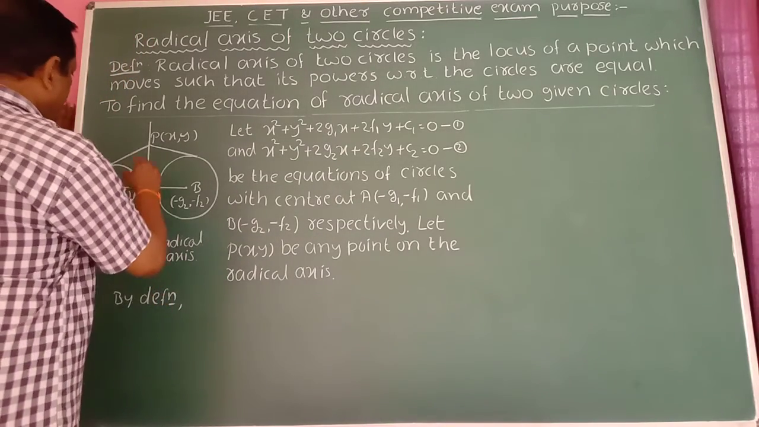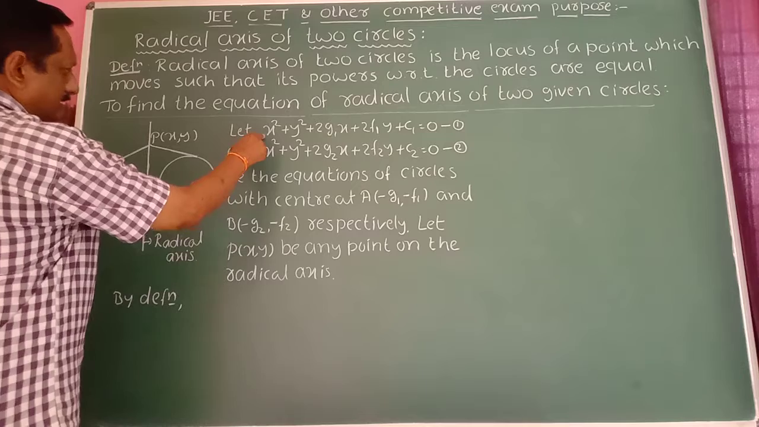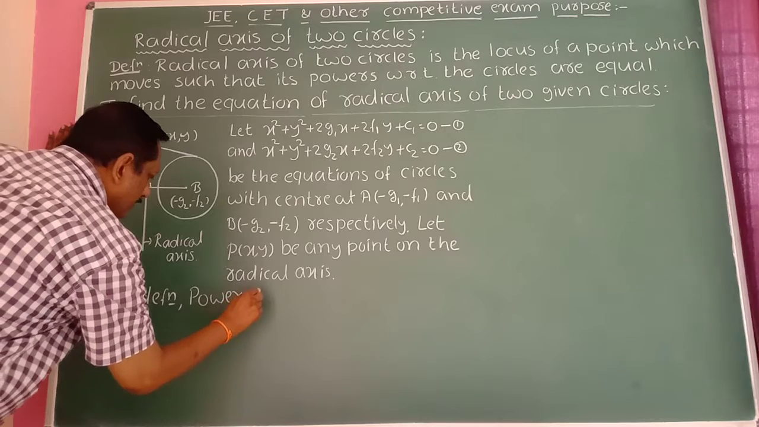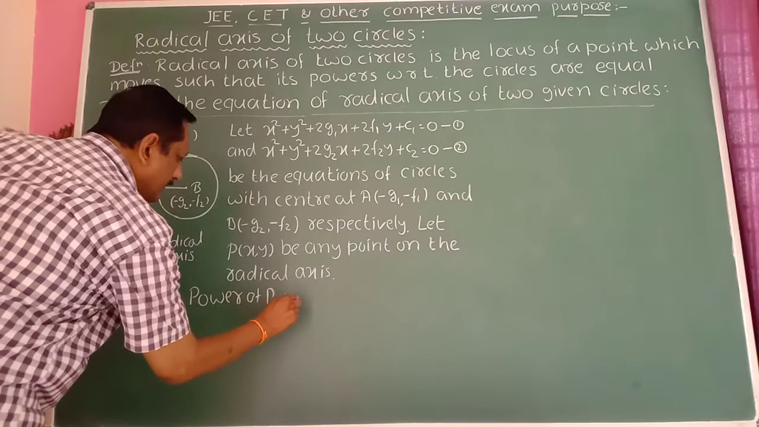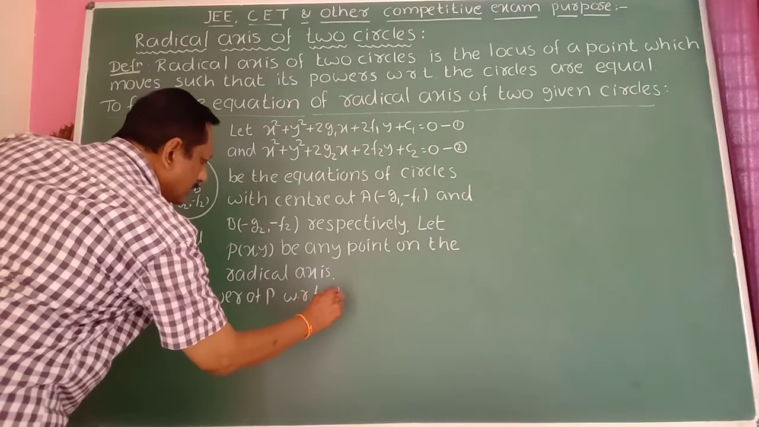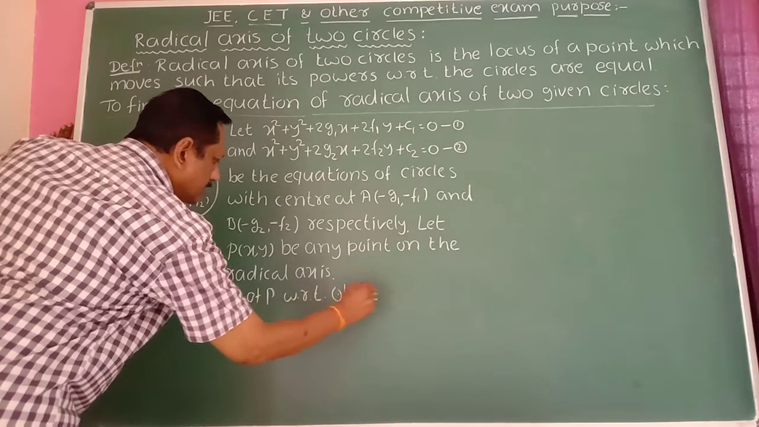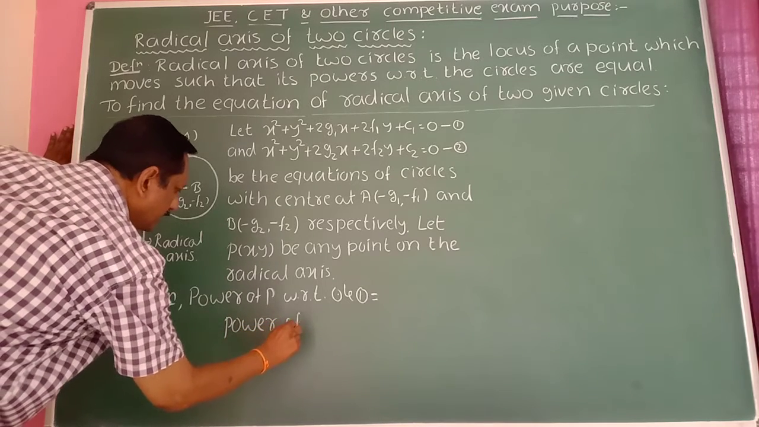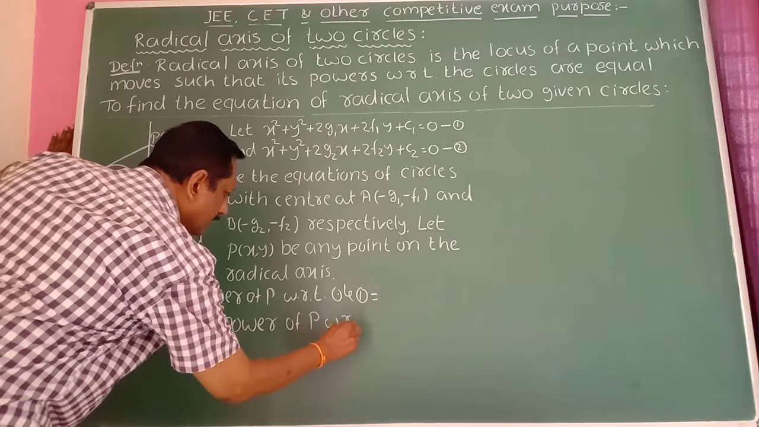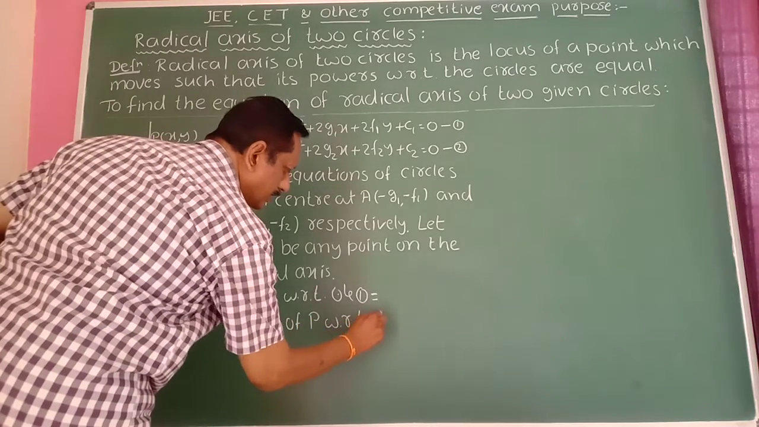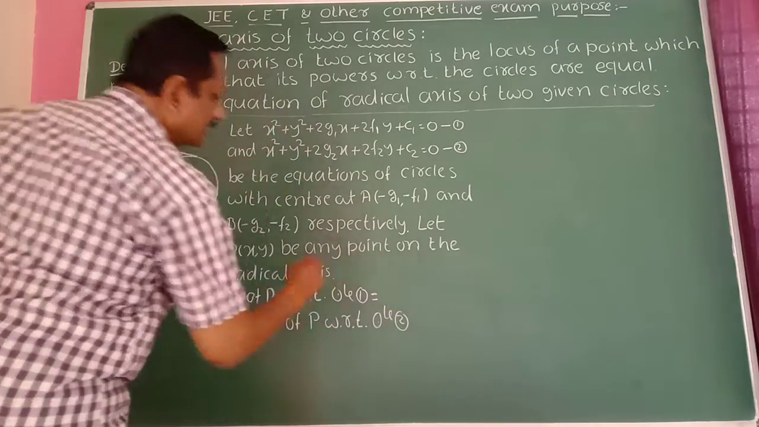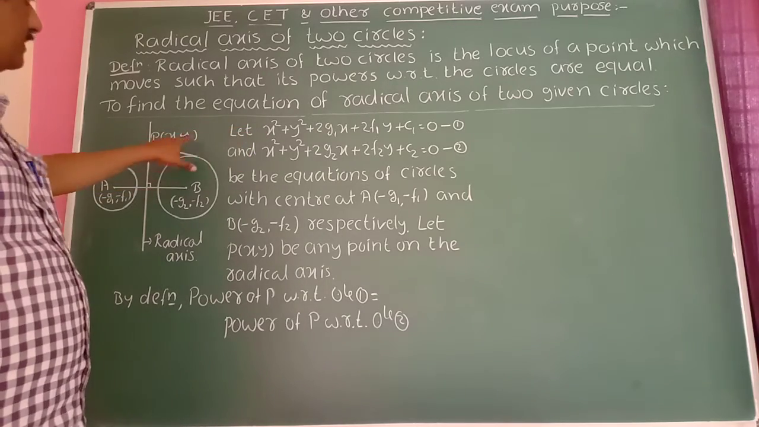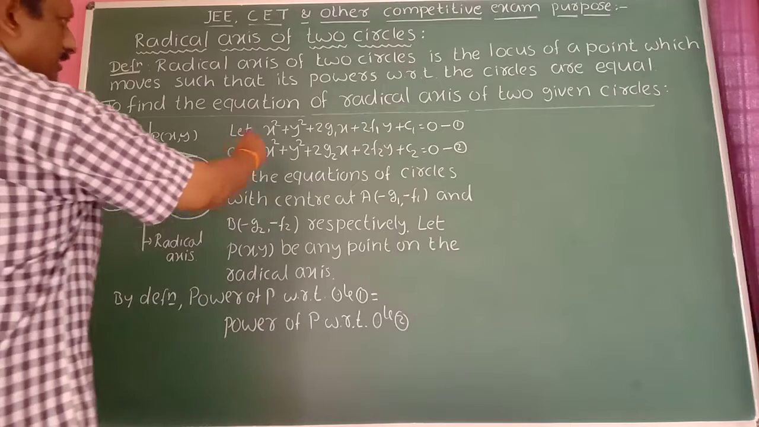Therefore, the power of the point P with respect to the first circle, means this one here, power of P with respect to circle 1 is equal to the power of the point P with respect to circle 2, the second circle. Power of the point P with respect to the first circle means replace x by x and y by y, so write the same equation.